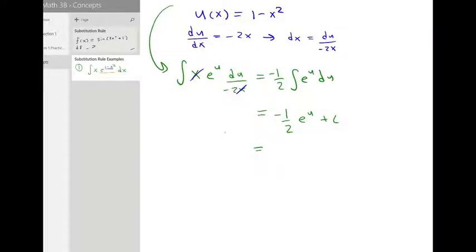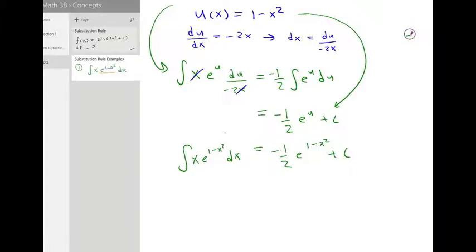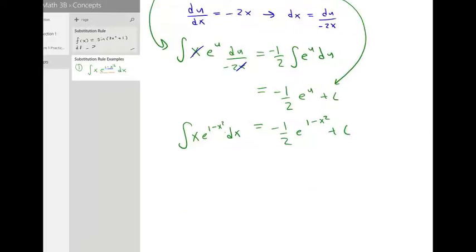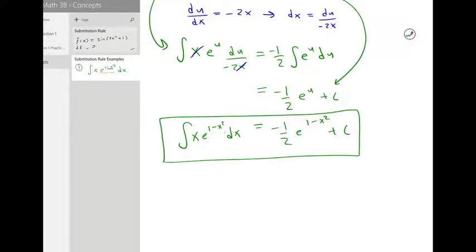We substitute u back in: negative 1/2 e to the 1 minus x squared plus c. And that is the integral of x e to the 1 minus x squared dx. Make sure I got that right. So there we go. Not too bad.